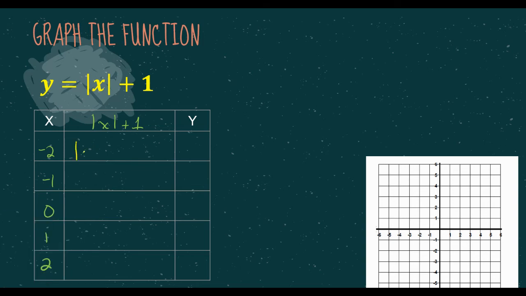So it's going to be the absolute value of negative 2, then add 1. Absolute value of negative 1, then add 1. Absolute value of 0, then add 1. So remember, we're always plugging in for this x, right? To plug in these numbers for x. Absolute value of 1, then add 1. Absolute value of 2, then add 1.